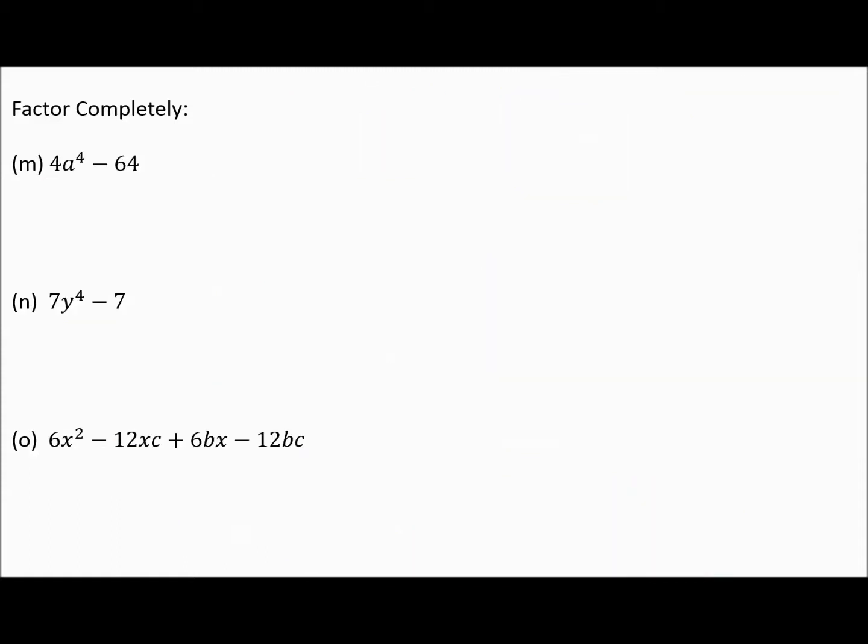I have 6 more examples for you in the video, 3 on this page. So 4a to the 4th minus 64. I've got a binomial, but we have a greatest common factor of 4. So let's pull out that 4, divide each by 4. That leaves me with a to the 4th minus, and 64 divided by 4 is 16.